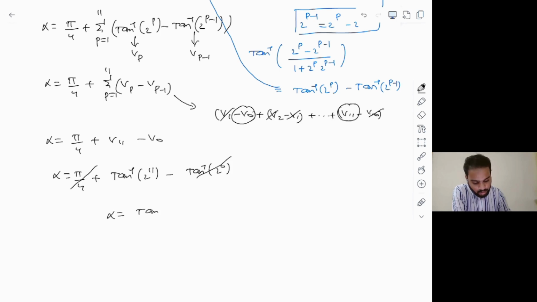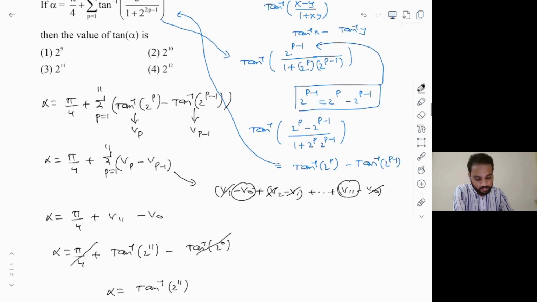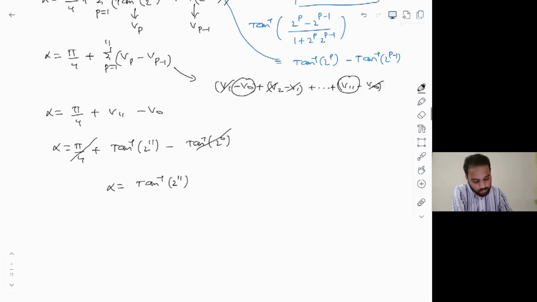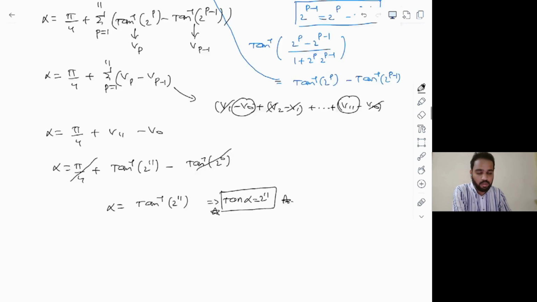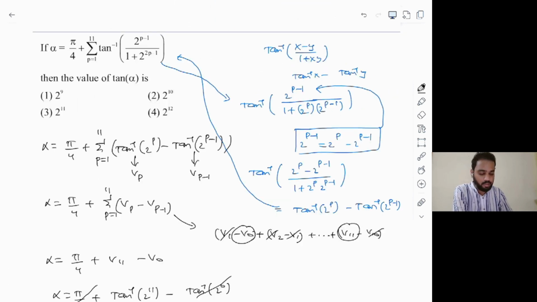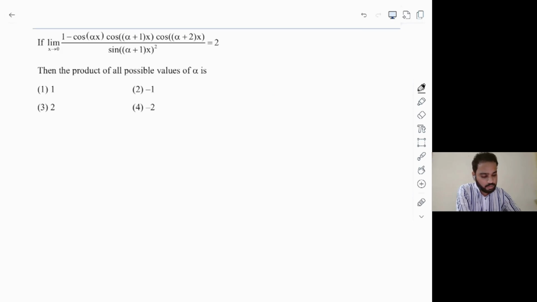And finally we get alpha is equal to tan inverse of 2 to the power of 11. But we have to find tan alpha. So if this is alpha, then obviously tan alpha is equal to 2 to the power of 11. So it's a very simple question, but one of the standard questions and one of the most repeated questions from inverse trigonometric functions in JEE Mains. Let's take the next question.